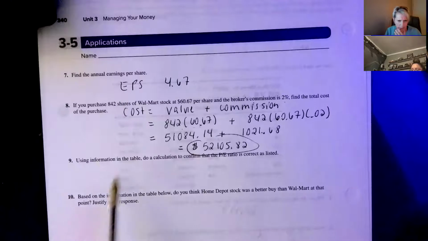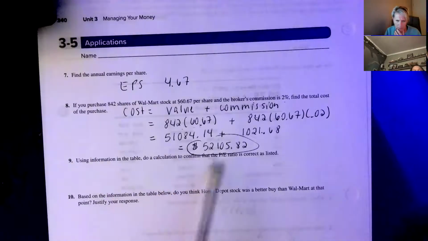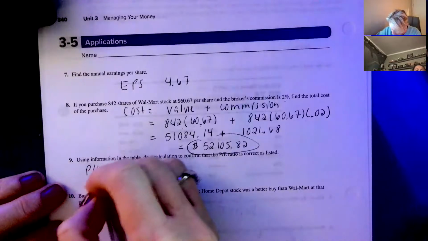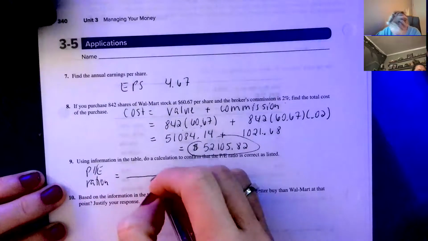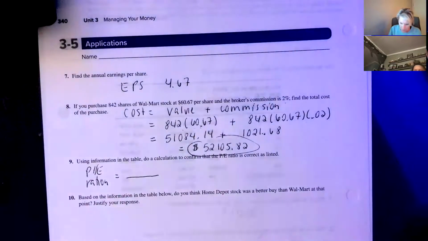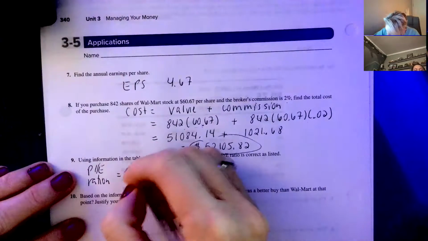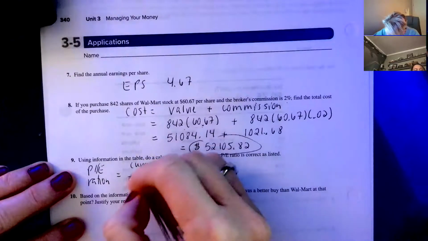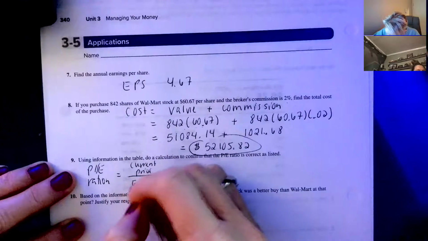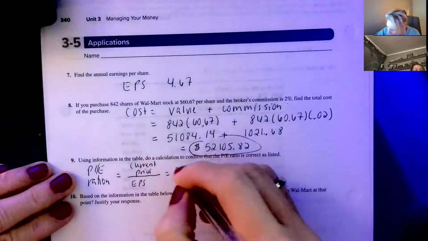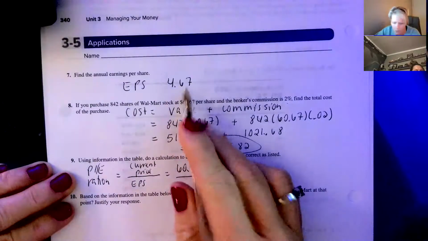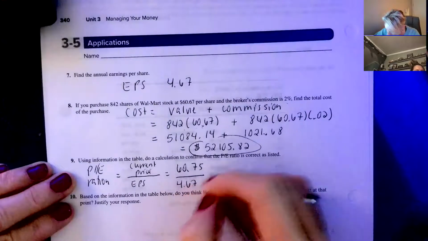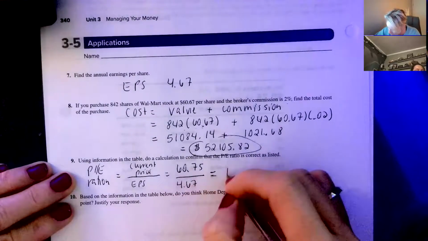So number 9 says, using information in the table, do a calculation to confirm that the PE ratio is correct as listed. So if we calculate the PE ratio, it is the current price divided by the earnings per share. And so that comes out to be 60.75, the current price, divided by the earnings per share up here, 4.67. And that divides to be 13.